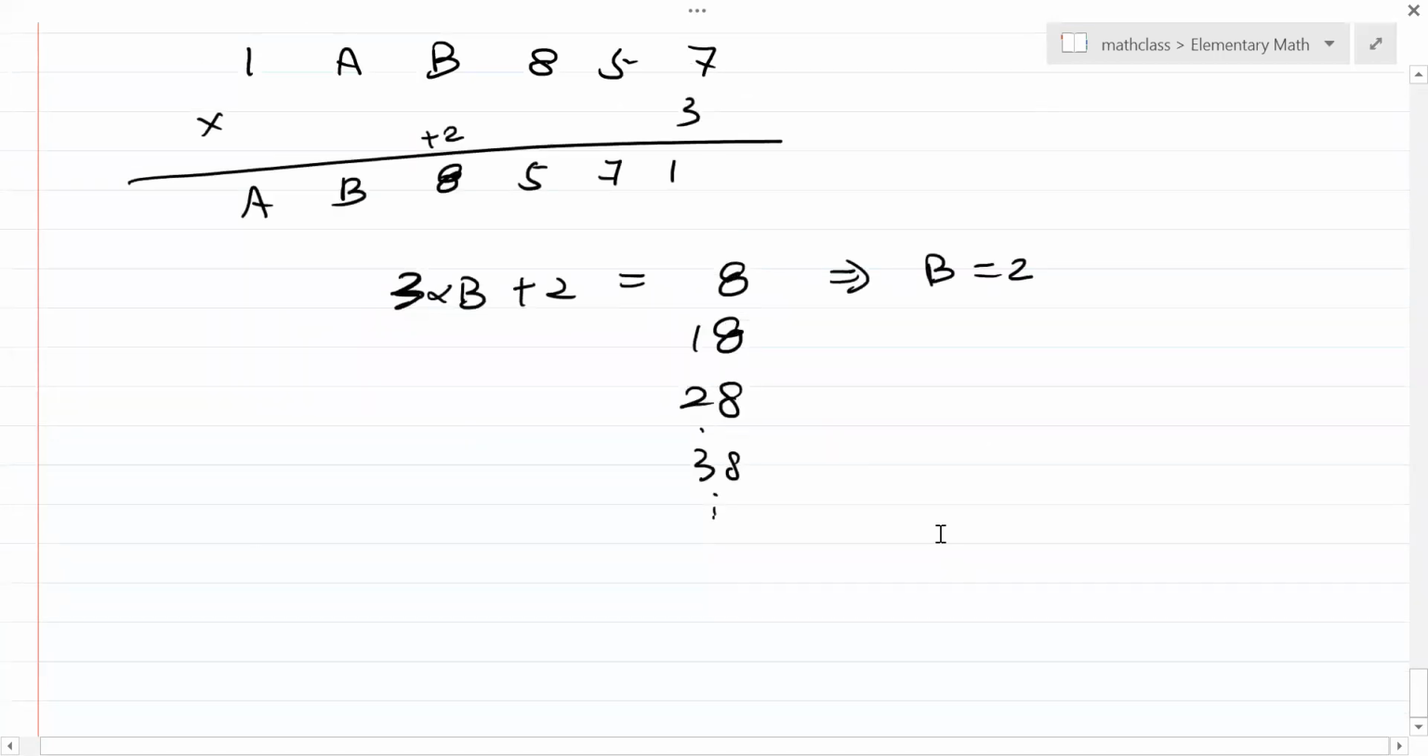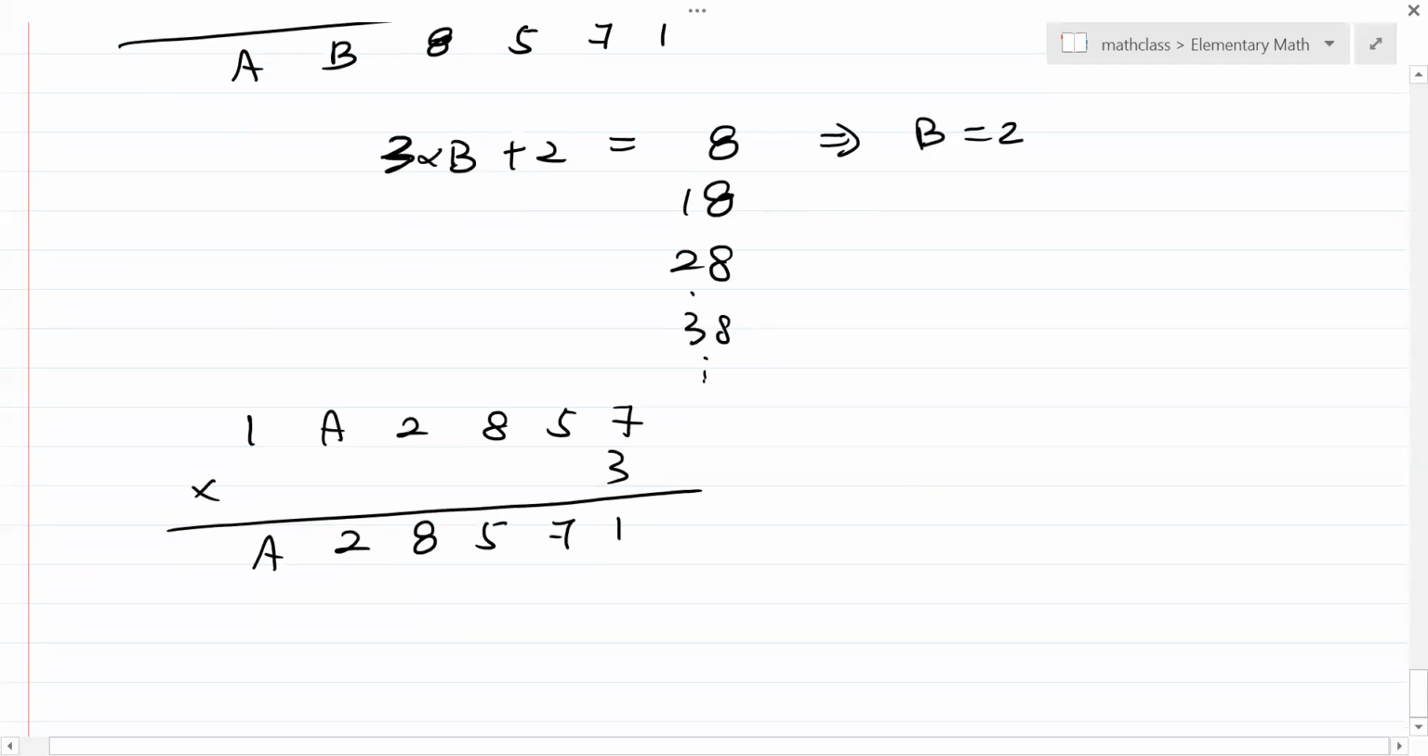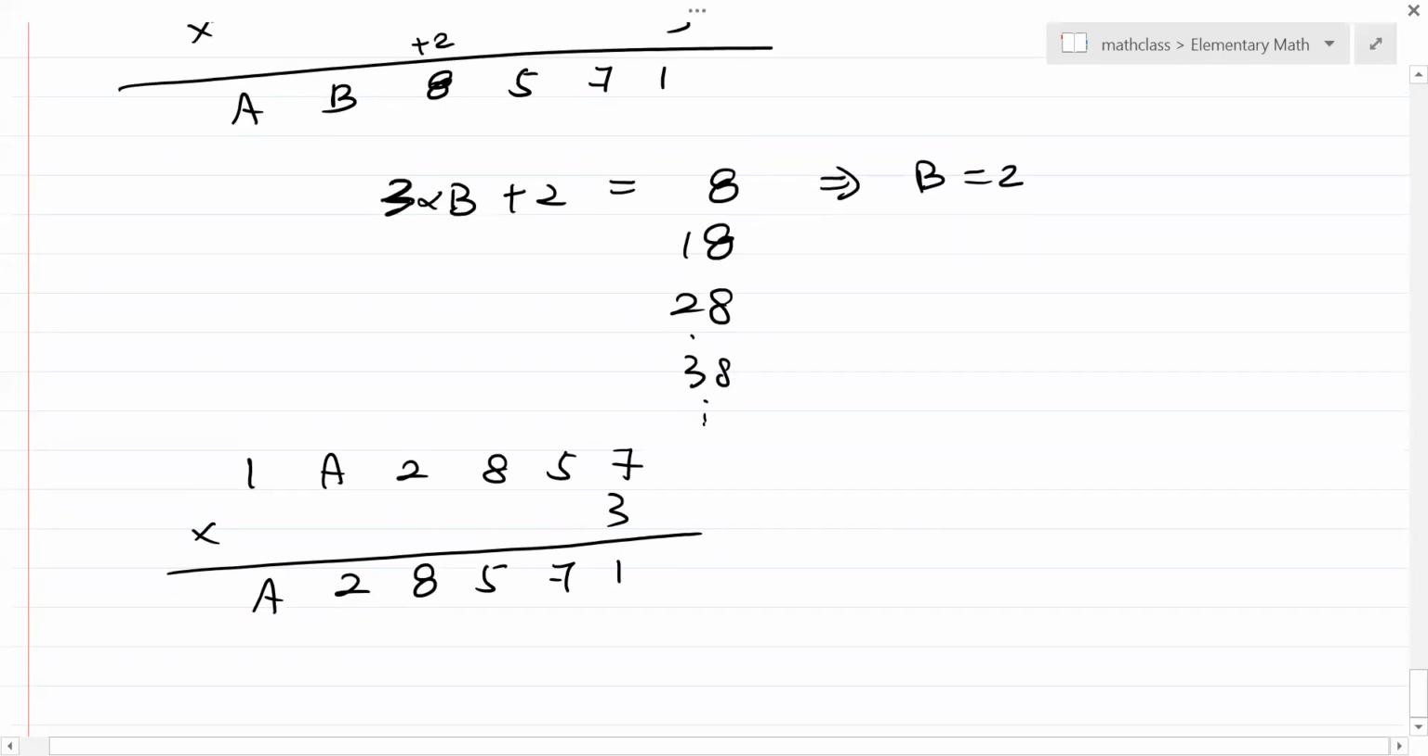So then you will get 1, 8, 2, 8, 5, 7, and multiply by 3, and you get 1, 7, 5, 8, 2, 8. Then you can count, right? So A is clearly going to be, what is the value of A? A is 4.